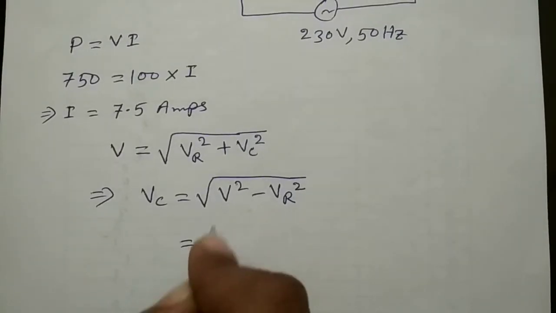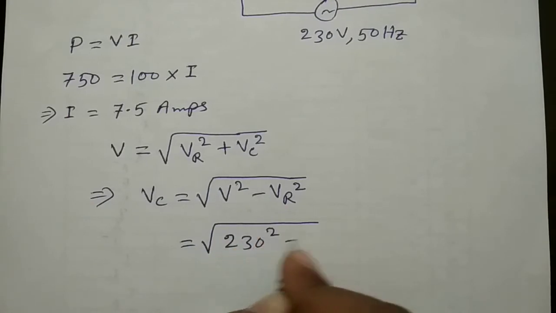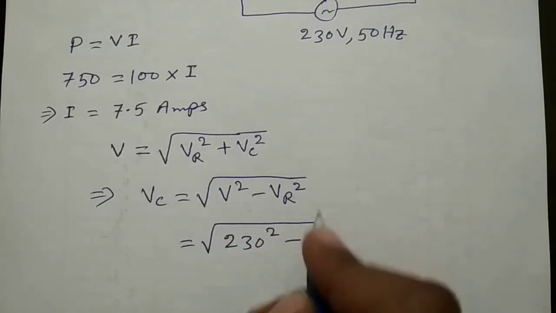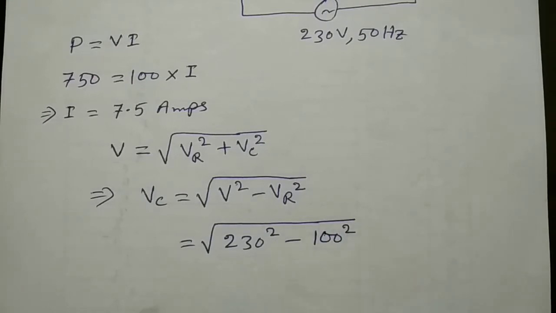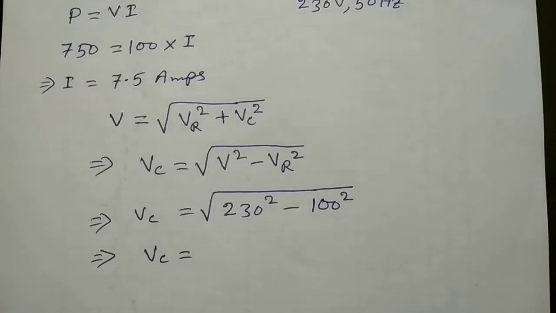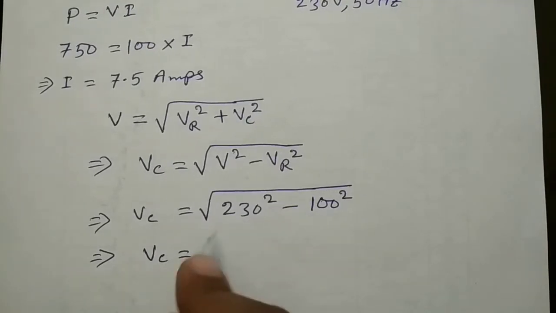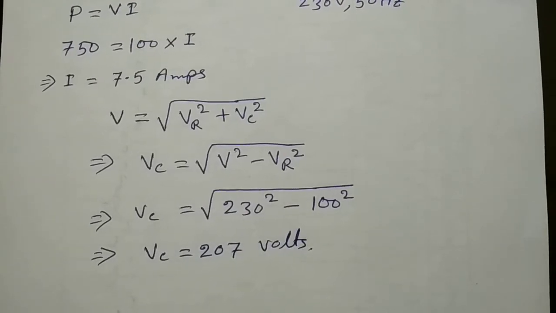where V is the supply voltage and that is 230 volt, and VR is the voltage across a lamp, that is 100. So we'll get the value of Vc, and it will be 207 volts. That will be the voltage drop across the capacitor.